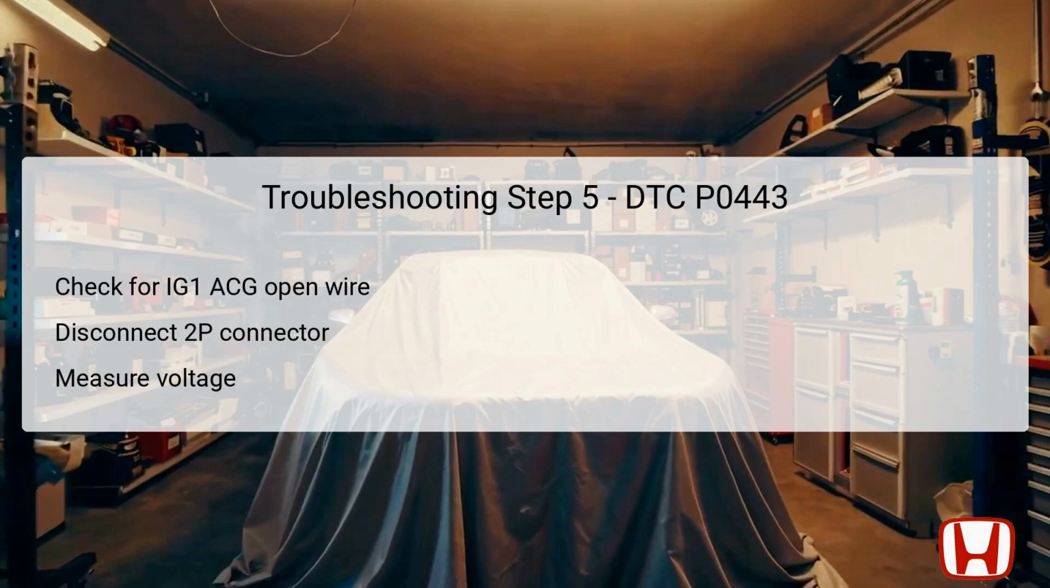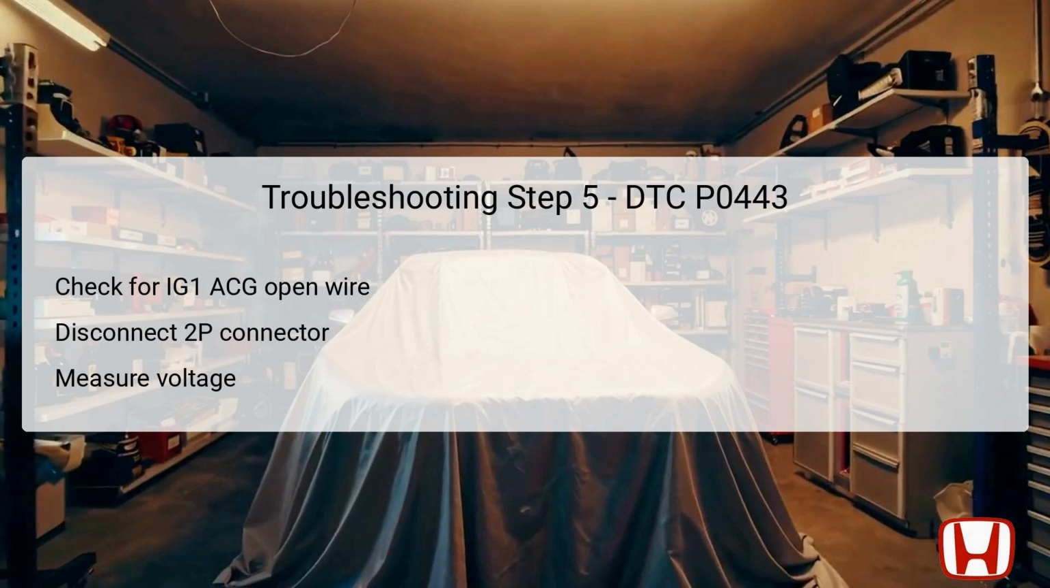Now turn the vehicle to the off position once again to safely disconnect components. Disconnect the 2P connector from the EVAP Canister Purge valve to isolate it from the circuit for testing. Afterward, turn the vehicle to the on position and measure the voltage between test points 1 and 2, which represent the number 2 terminal of the EVAP Canister Purge valve and body ground.